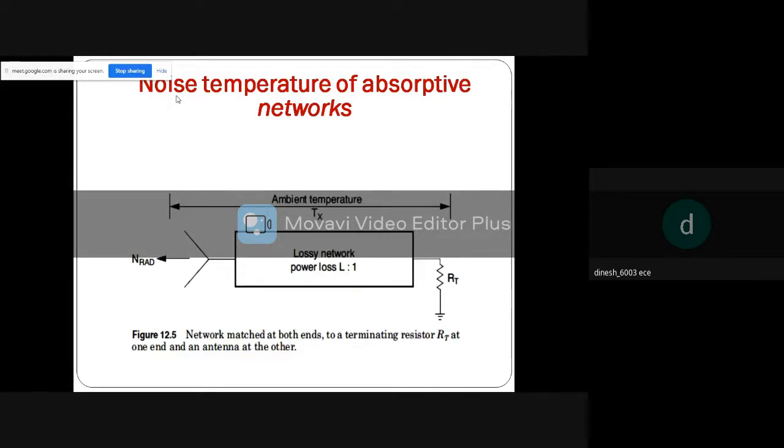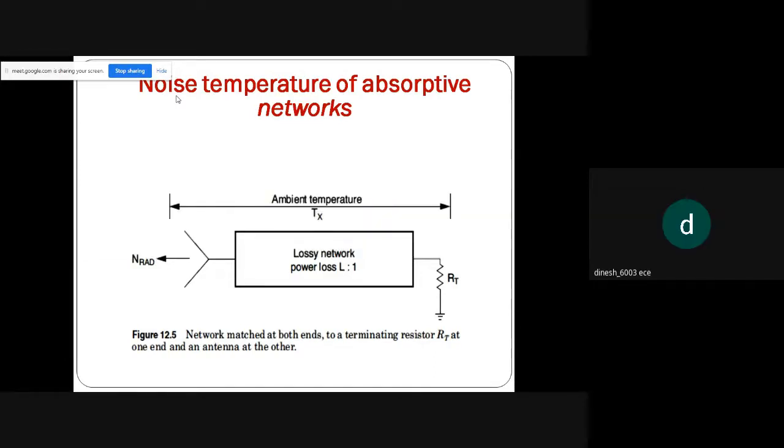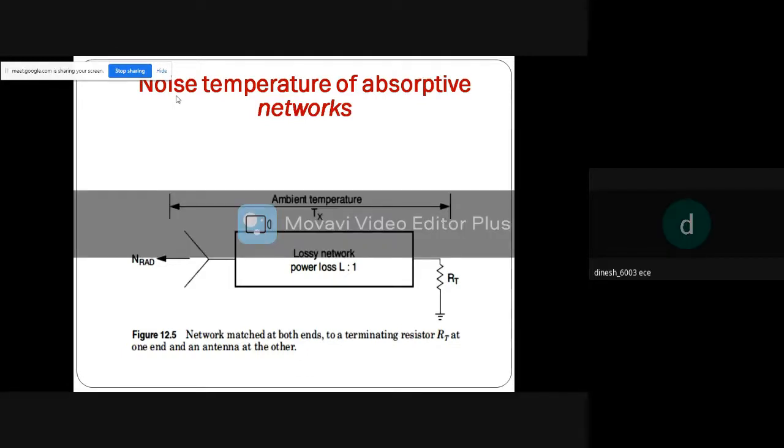We have the ambient temperature during the transmission. We have a terminating resistor at one end and an antenna at the other end. I consider both the networks are matched at both the ends, with the lossy network power loss of L to 1. So we get ambient temperature Tx.